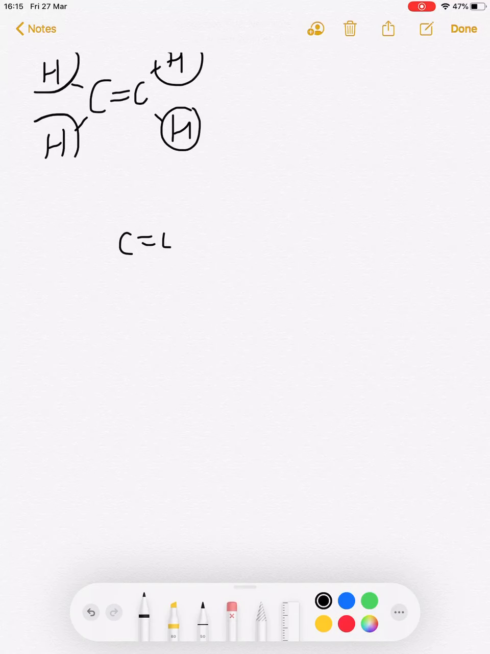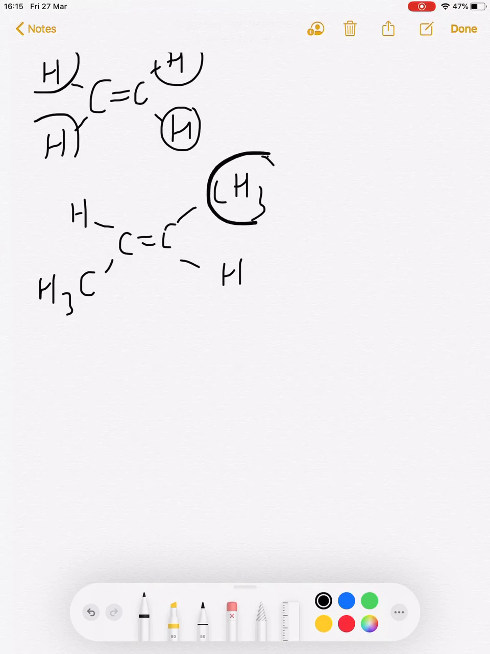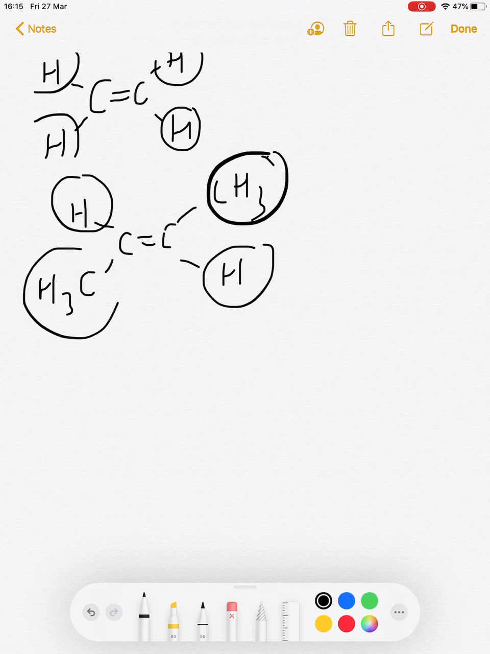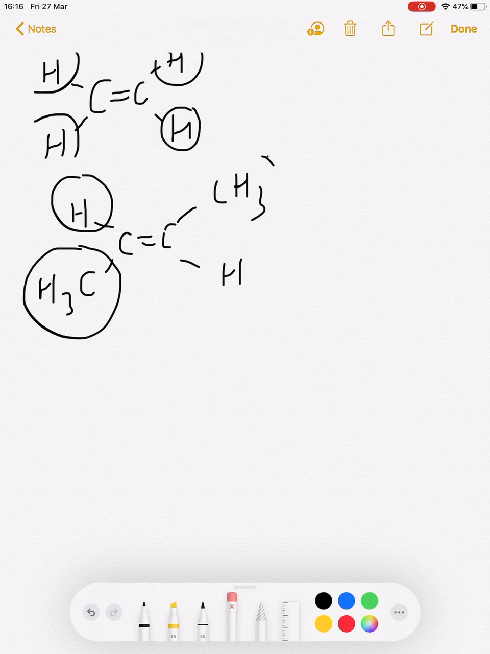So if I draw but-2-ene, attached to the carbons in this carbon-to-carbon bond is a CH3, a hydrogen, and another CH3. Let's look at one side at a time.